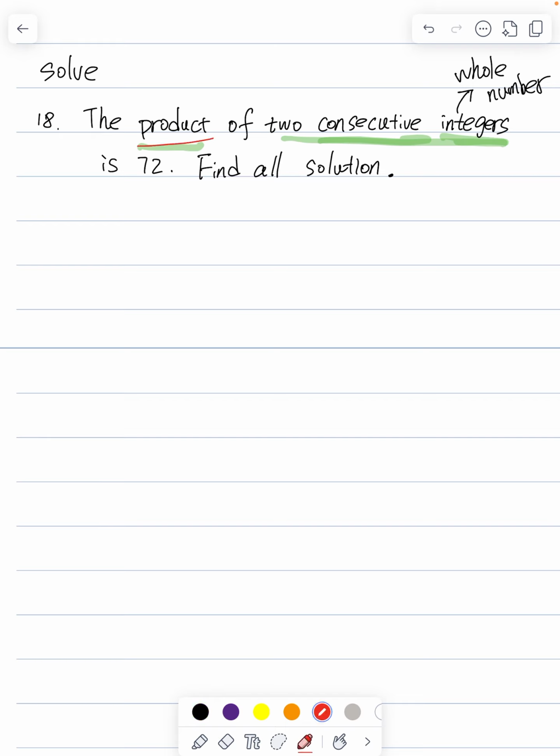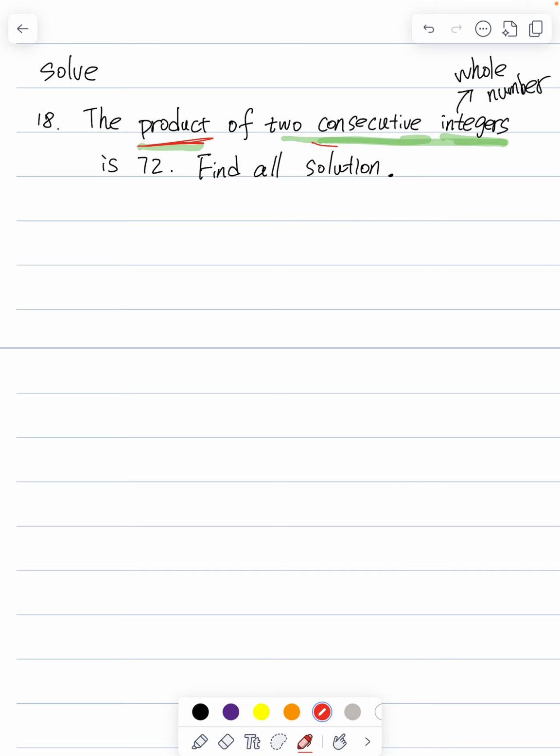Product. What is product? For example, if we have 3 times 4 equal to 12, 12 is the product of 3 and 4. So product is basically the result of a multiplication.